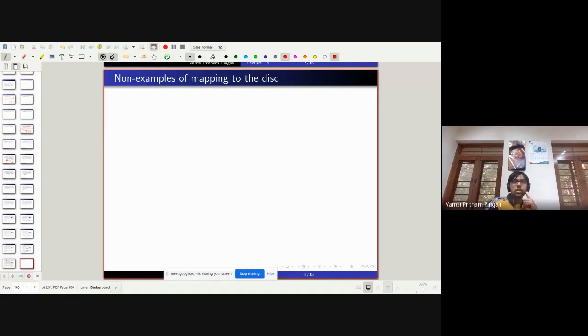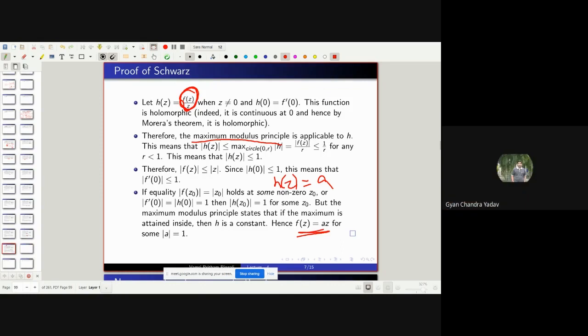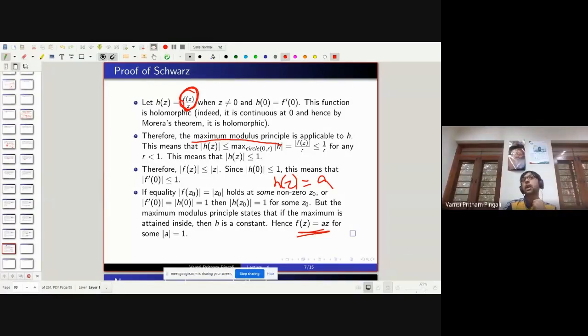Okay. So non-examples of mapping to the disk. So we note something curious. Sir, does an automorphism of the unit disk to itself have the coefficients a, b, c, d all real? No. From the upper half plane to itself has all reals.